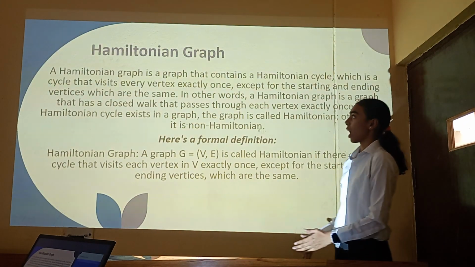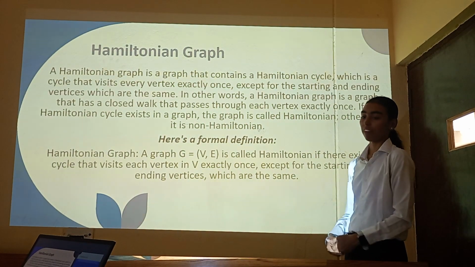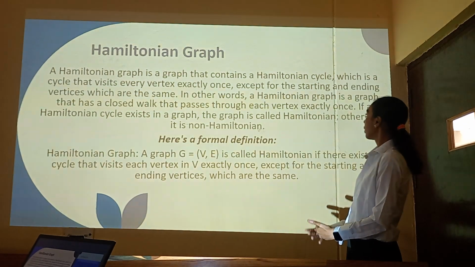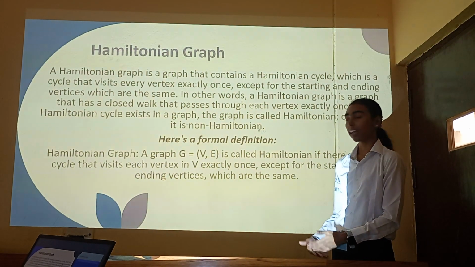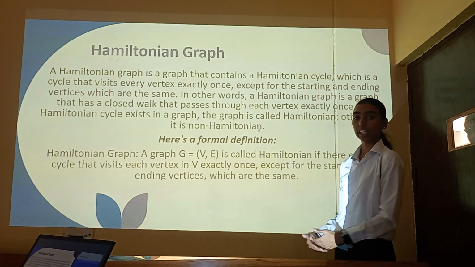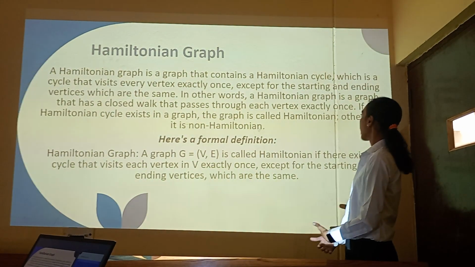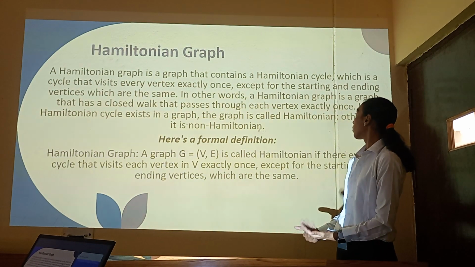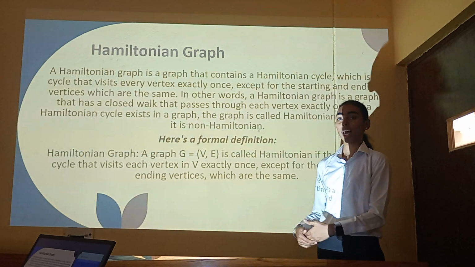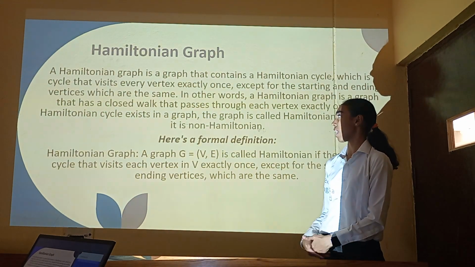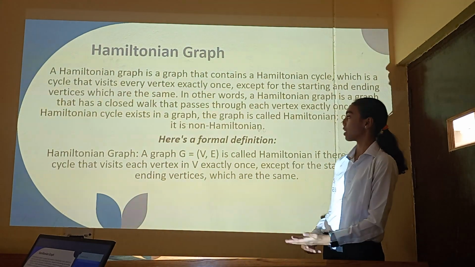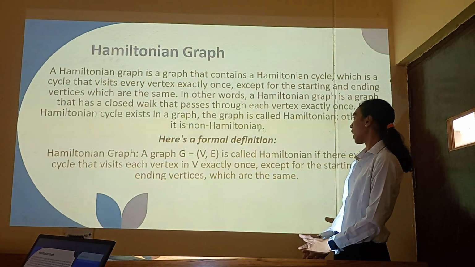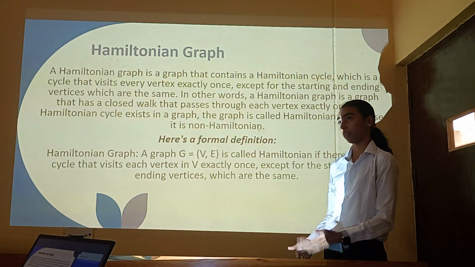Now we will come to our next topic, that is Hamiltonian graph. A Hamiltonian graph is a graph that contains a Hamiltonian cycle, which is a cycle that visits every vertex exactly once, except for the starting and ending vertices which are the same. In other words, a Hamiltonian graph is a graph that has a closed walk that passes through each vertex exactly once. If a Hamiltonian cycle exists in a graph, the graph is called Hamiltonian, otherwise it is non-Hamiltonian.